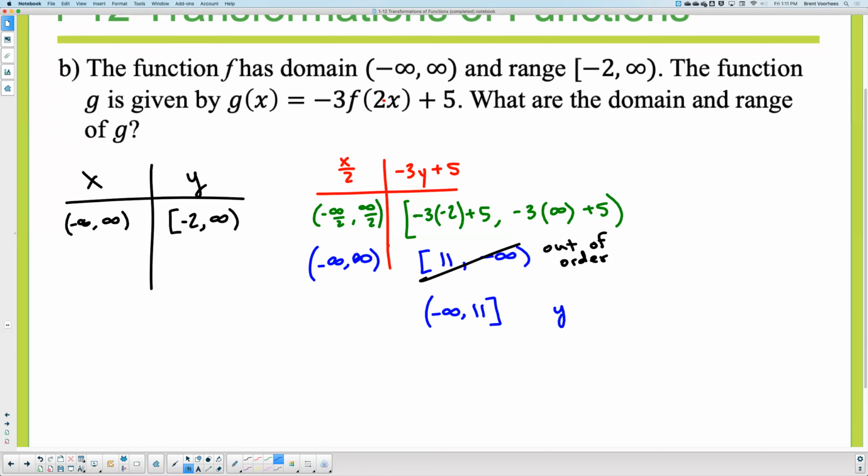And for the record, you could say y is less than or equal to 11. And over here, you could say x is all reals. But those would be our answers. That's how we do that. So you could say it this way. There's your domain, and over here, this would be the range.